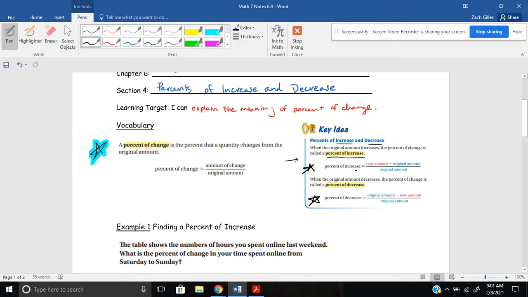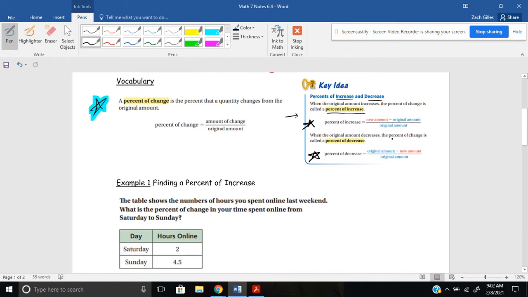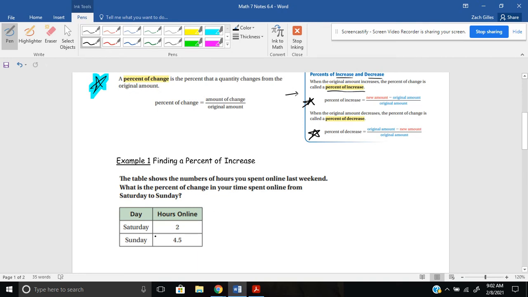To find percent of increase, you take your new amount and subtract your original amount, and then you divide that by your original amount. Versus if you have a decrease, you take the original amount and subtract your new amount, and then you divide by the original amount. We'll be referencing this key idea again. I don't expect you to memorize this, but I would highly encourage you to look back at it and star it, because it'll be extremely helpful when we're trying to find a few of these problems.